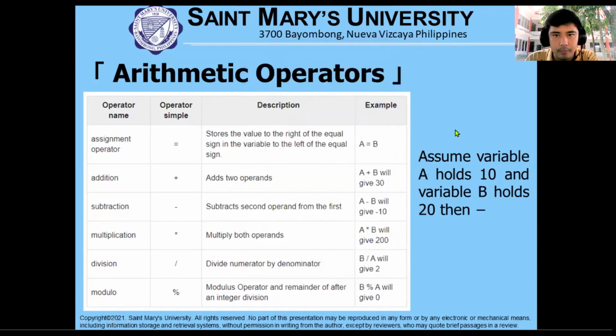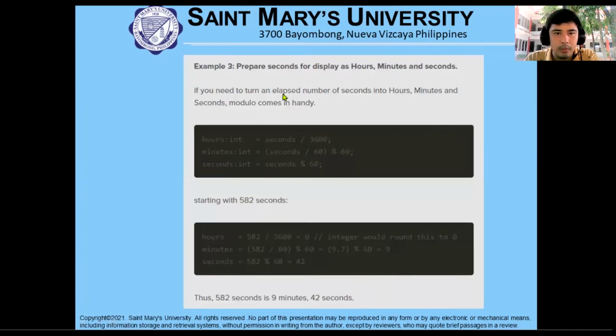Another practical example for modulo is this one. When we want to prepare seconds for display as hours, minutes, and seconds, we want to know how many hours, how many minutes, and how many seconds it will take. So what is the conversion here? About 582 seconds. Modulo comes in handy in this. Let's test: if the modulo is zero, it has no hour value. If the modulo under minutes is a certain value, it has a minute value, and so on.